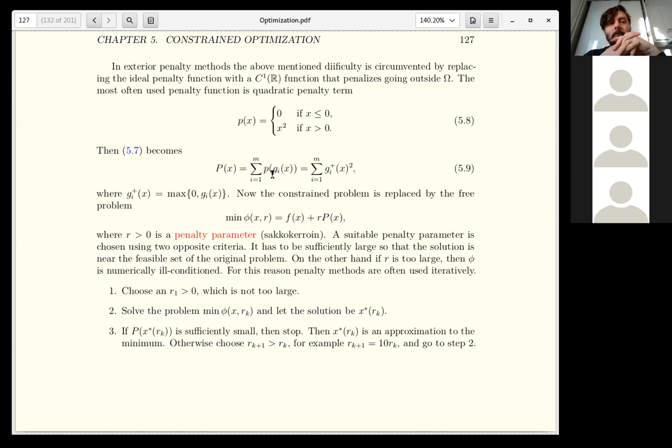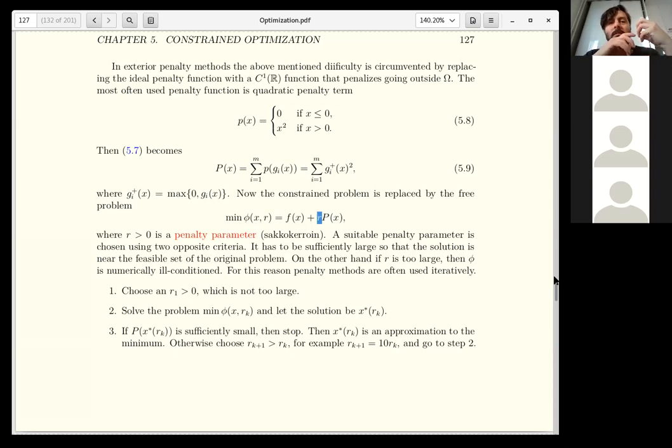Now, if we do this free problem and we invent a new penalty parameter r, we have basically two criteria for this penalty parameter r. It has to be large enough so that immediately when you cross the feasible region boundary, the r is so big that it starts growing very quickly, so that it stops any algorithm from moving too far outside the feasible region.